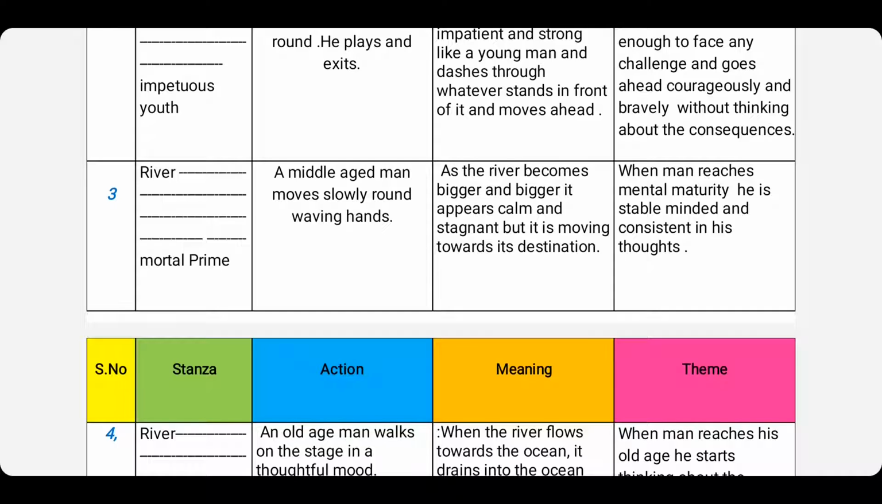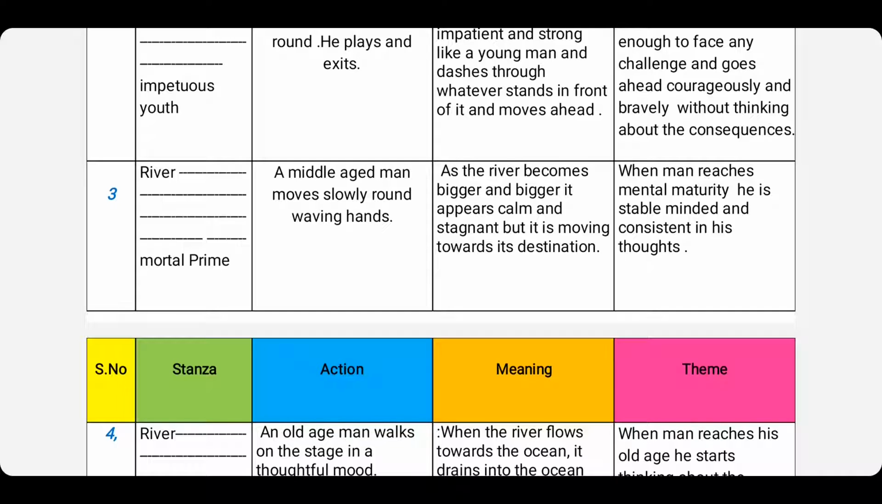What is the meaning of this stanza? As the river becomes bigger and bigger, it appears calm and stagnant. Stagnant means remaining in the same place. When we look at the river at a bigger stage, we feel that the river is not moving at all. It is stable in that place only. It is stationary over there. But actually, it is moving towards its destination.